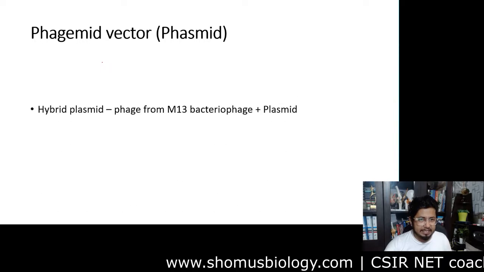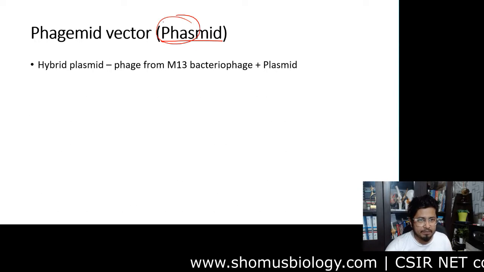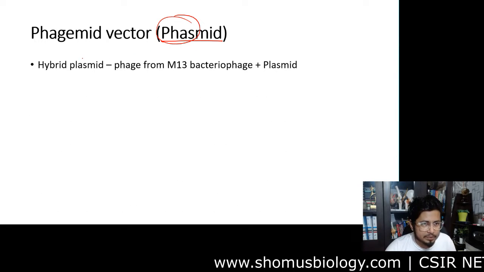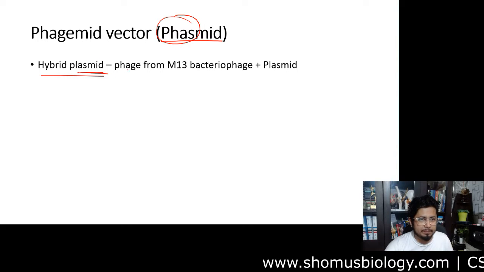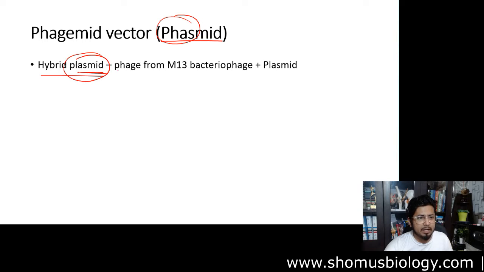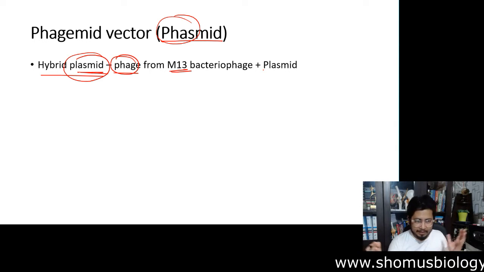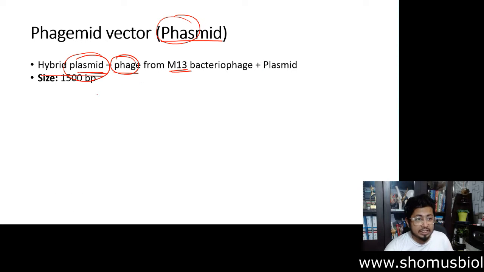Basically, it's also known as phagmid. Phagmid is also another term for phagemid vector. It is a hybrid vector, obviously. So we have a plasmid, along with that we have phage from M13 bacteriophage. Together we have this phagmid.